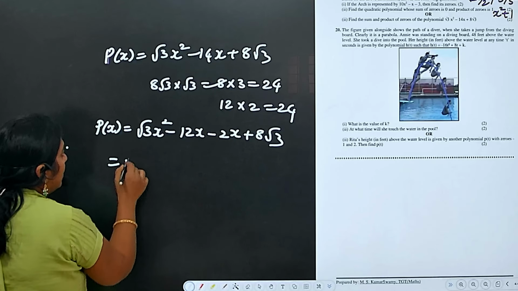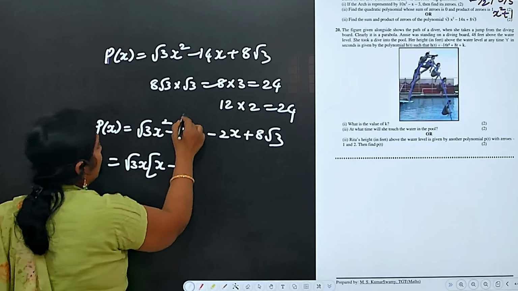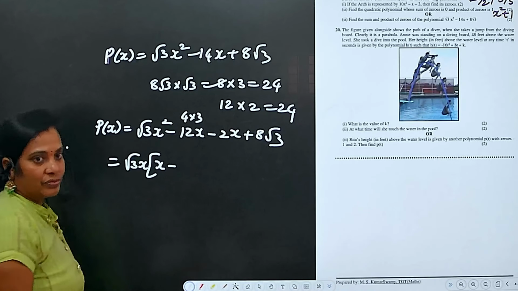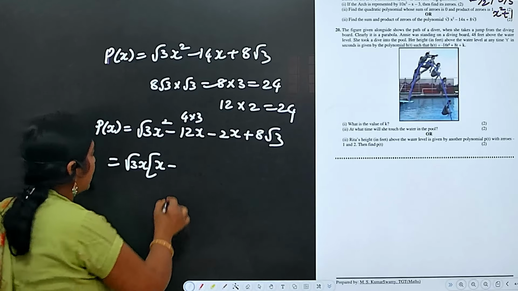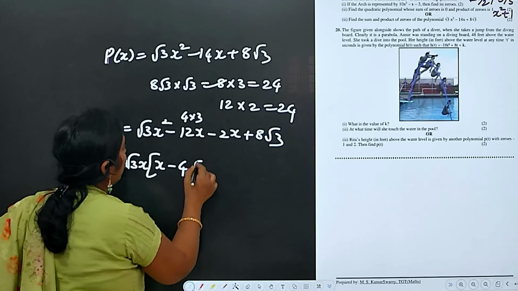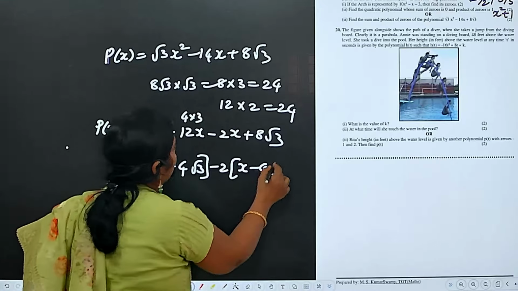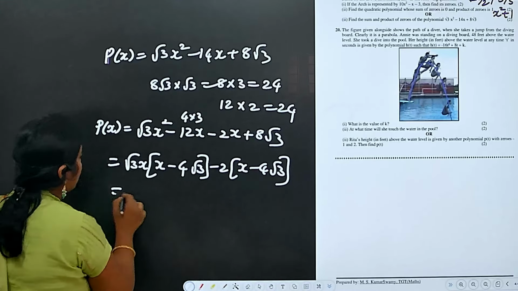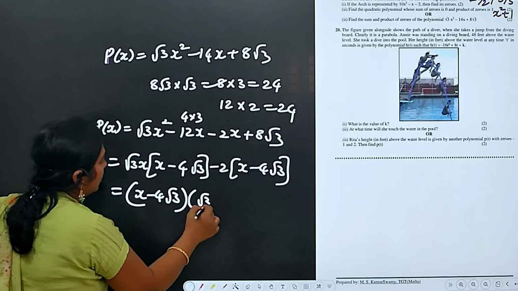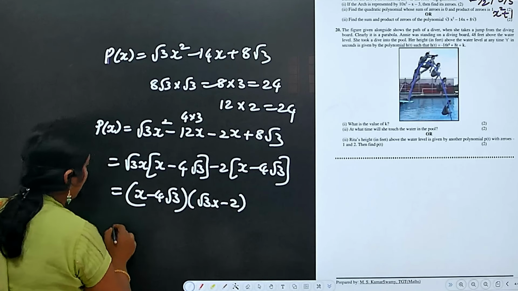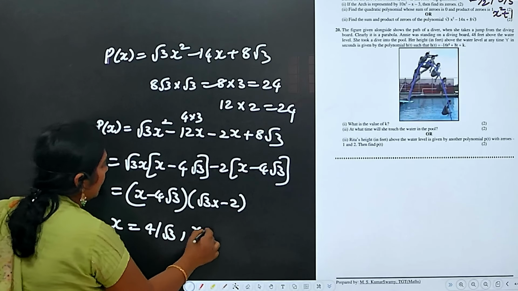Here, root 3 x common, x minus 4 root 3, since 4 3s are 12, so it can be written as 4 root 3, where 3 can split into root 3 into root 3. Minus 2 is common, x minus 4 root 3. So the factors are x minus 4 root 3 and root 3 x minus 2. So x equals 4 over root 3, x equals 2 over root 3.